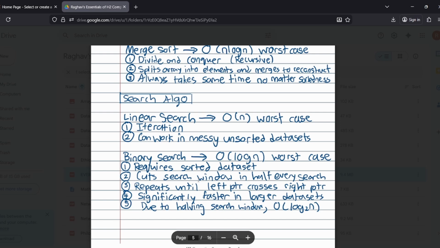And for binary search, it's log n worst case. For binary search, you need it to be sorted. That's the problem. But it cuts the search window in half every search. You can think of it like a dictionary, kind of. Like an actual physical dictionary.